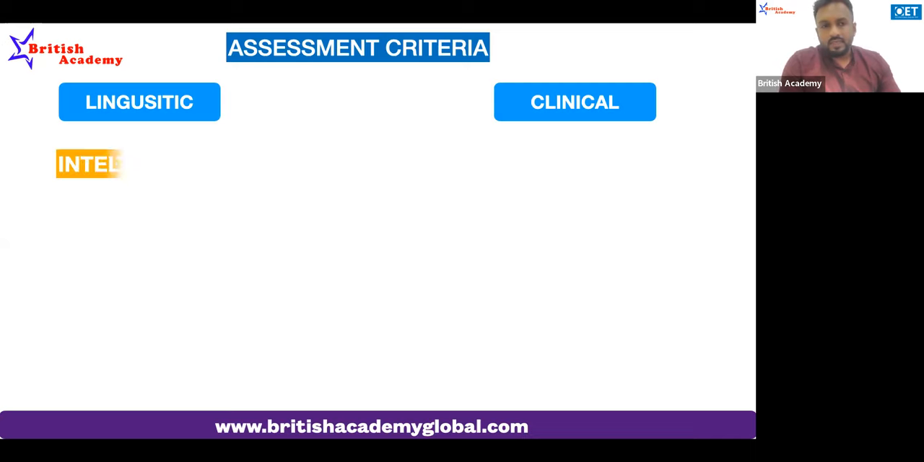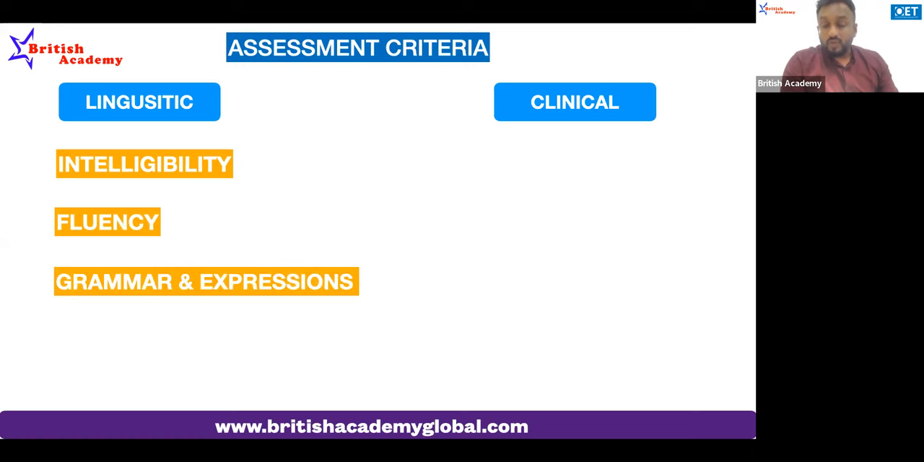Now, if you check linguistic, the first one is intelligibility. Intelligibility includes the way you speak, your pronunciation, how well you are able to pronounce words. Is it clear to the listener? The patient is sitting in front of you. Every point you try to make clear to the patient, is it clear? Second is your fluency of language. Third is your grammar and expression. We'll see them one by one, and I'll provide you a description of the top-notch band. And the fourth one is appropriate language.